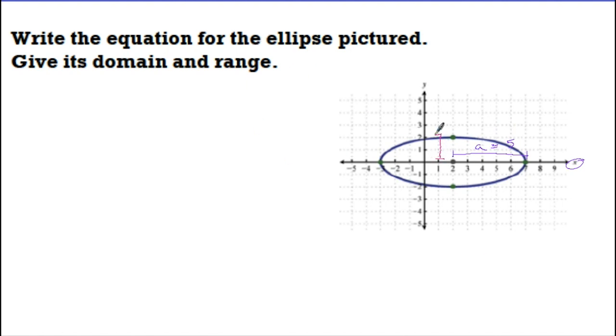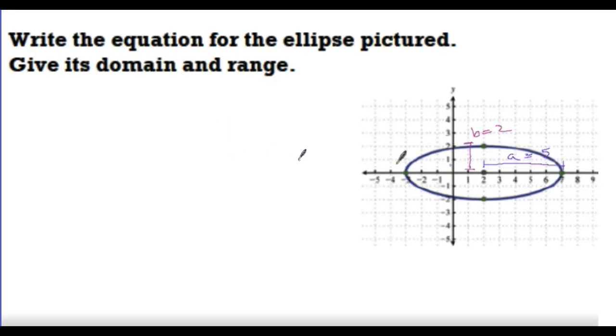Now I'm going to locate b. b is the distance from the center to the co-vertices. It's our minor axis, the smaller axis here. And so that distance is 2 units. So b is 2. So now I can start my equation here. First of all, I would like to just think about your center. Your center is at 2 comma 0. So that's going to affect this plus y squared, because it's y minus 0 squared, which simplifies to be y squared.